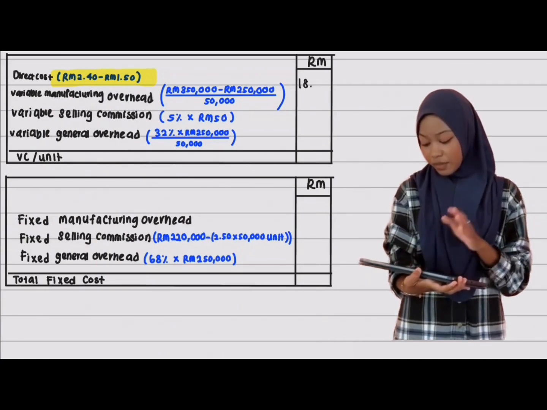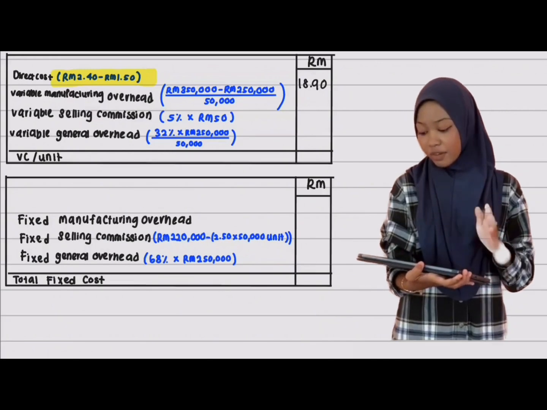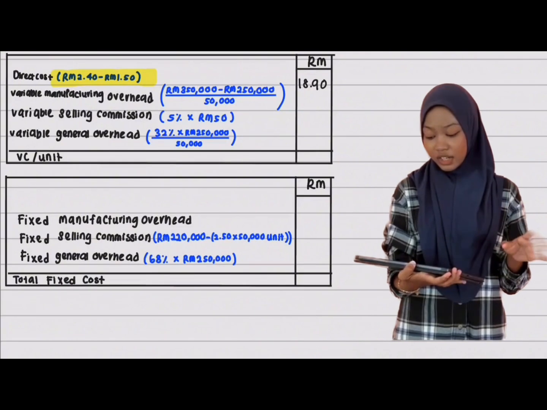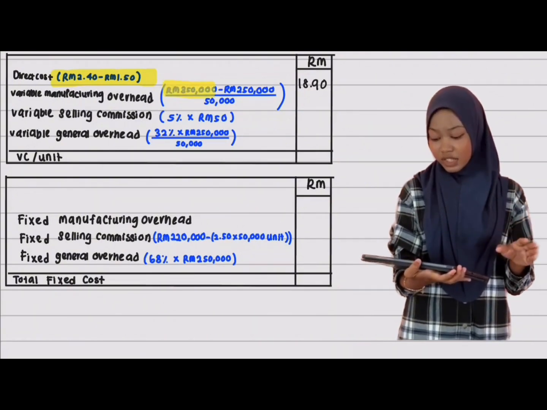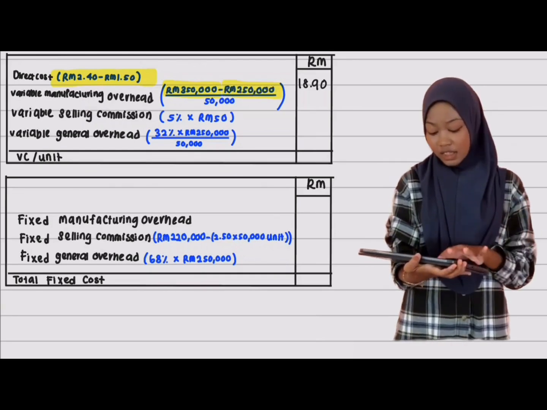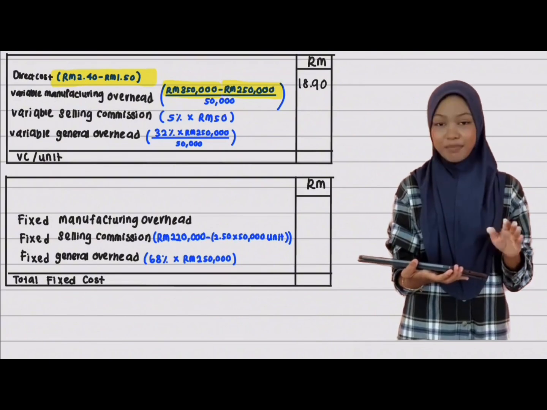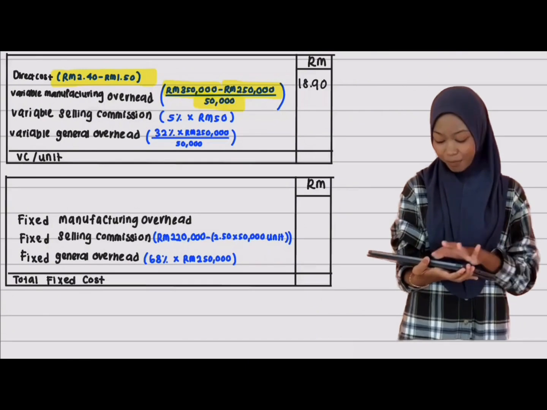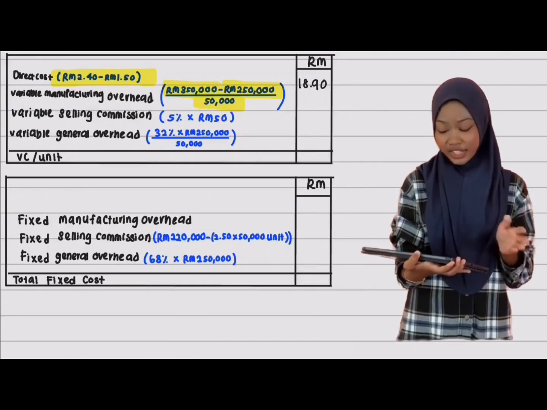Second, variable manufacturing overhead. Based on the question, the manufacturing overhead is 350,000. We need to minus 250,000 because that is a fixed cost. Then we need to divide by 50,000 units of production. So we will get variable manufacturing overhead, which is 2 ringgit.